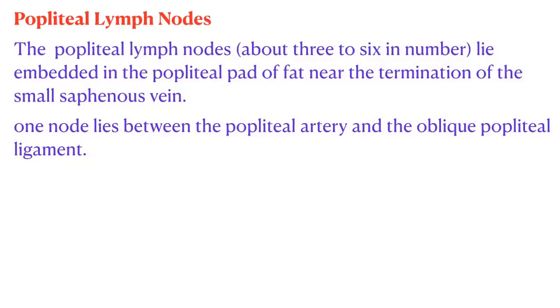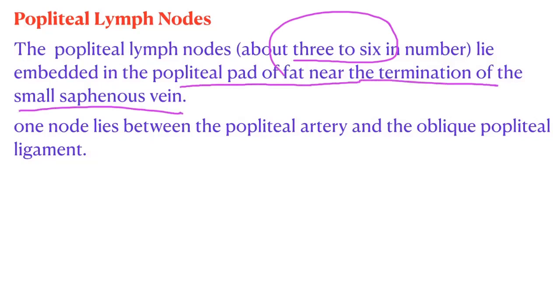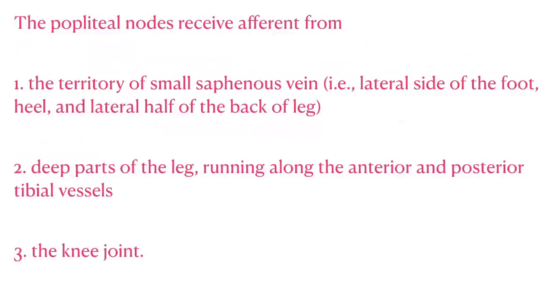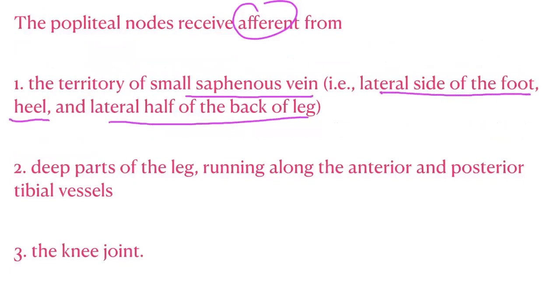Coming to the popliteal lymph nodes. Popliteal lymph nodes, about 3 to 6 in number, lie embedded in the popliteal pad of fat near the termination of the small saphenous vein. One node lies between the popliteal artery and the oblique popliteal ligament. Popliteal nodes receive afferents from the territory of the small saphenous vein. That means the lateral side of the foot, heel, and lateral half of the back of the leg. Right? Lateral side of the foot and heel, back of the leg.